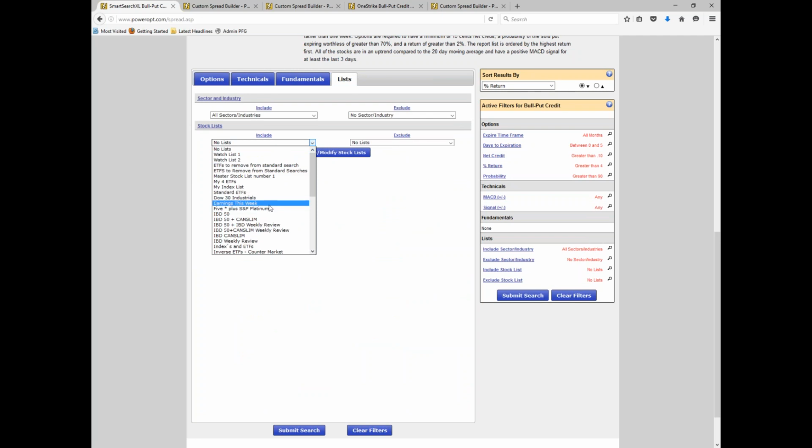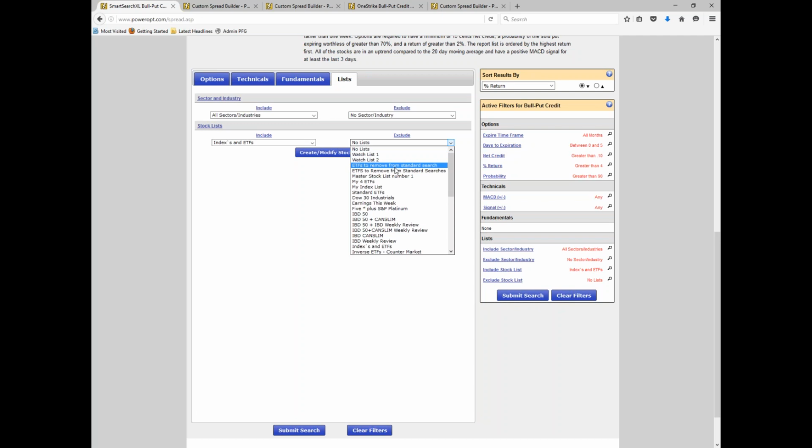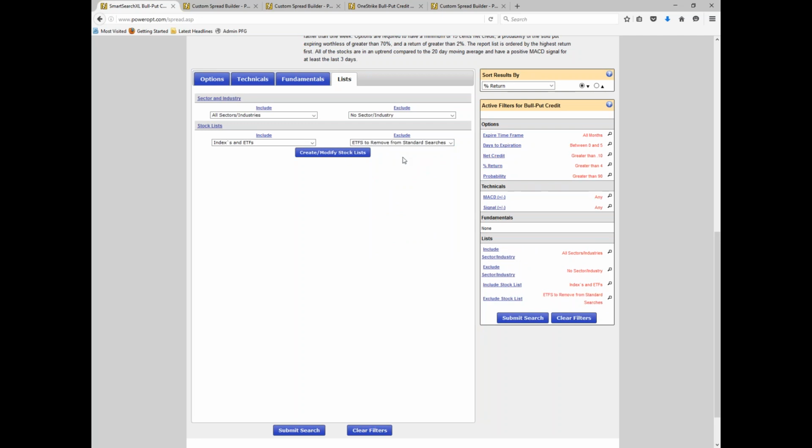And now what I'm going to do is just go to the lists. Okay, and I'm going to just select to go against indexes and ETFs, and I'm going to choose to remove this ETFs to remove from standard searches, which is a combination of the leveraged ETFs, the 2, 3, and 4 times ETFs in some cases, and also the counter market ETFs. It's a list I created. We can do the counter market, the inverse ETFs, remove them from our list, or the leveraged. I actually just combine the two together to remove both from my searches. So let's go ahead and submit that.